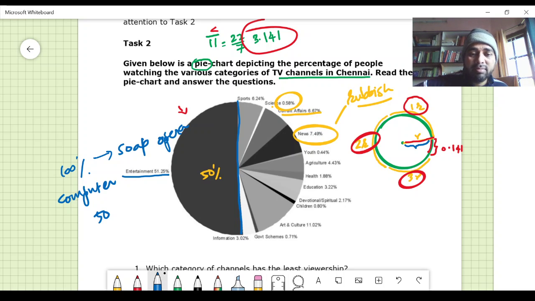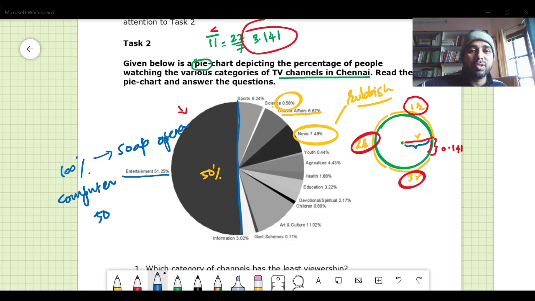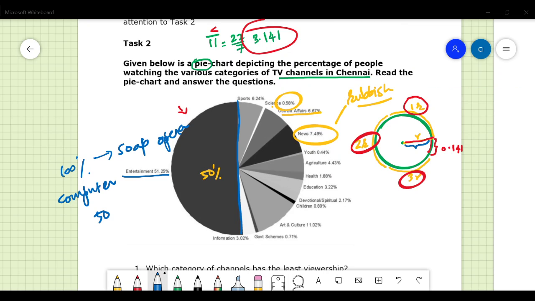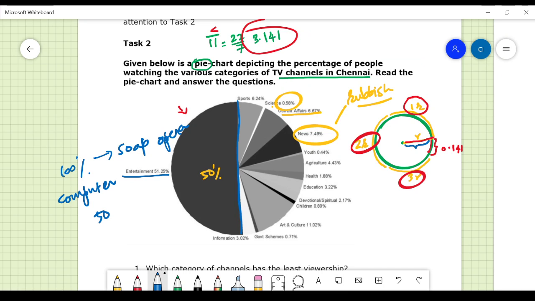It was there, but it shouldn't have been dealt with in the way it was. Okay, so then comes the next part. You can see there agriculture, health, education, devotional, spiritual, religion, and then art and culture, government schemes, information. So 3.02 information and news both are the same, but the news is actually a political one.